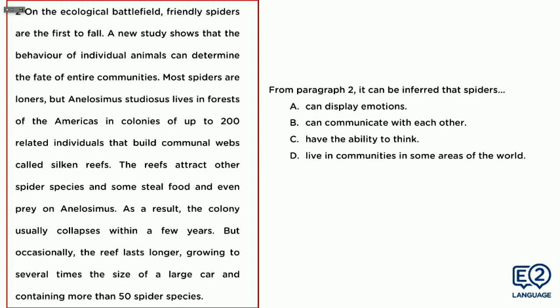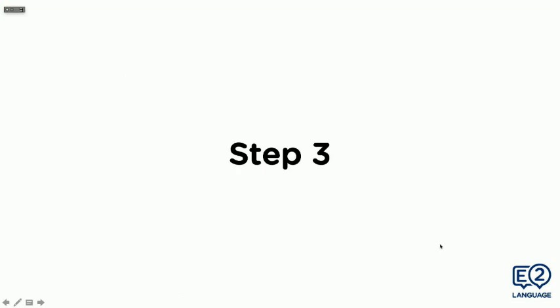"The reefs attract other spider species and some steal food and even prey on Anelosimus, or whatever that scientific word is. As a result, the colony usually collapses within a few years. But occasionally the reef lasts longer, growing to several times the size of a large car and containing more than 50 spider species." Step 3.